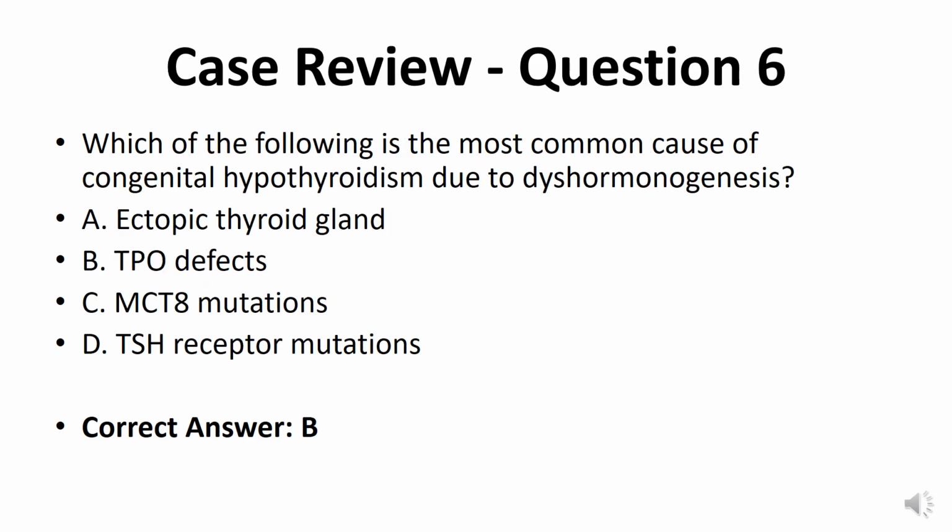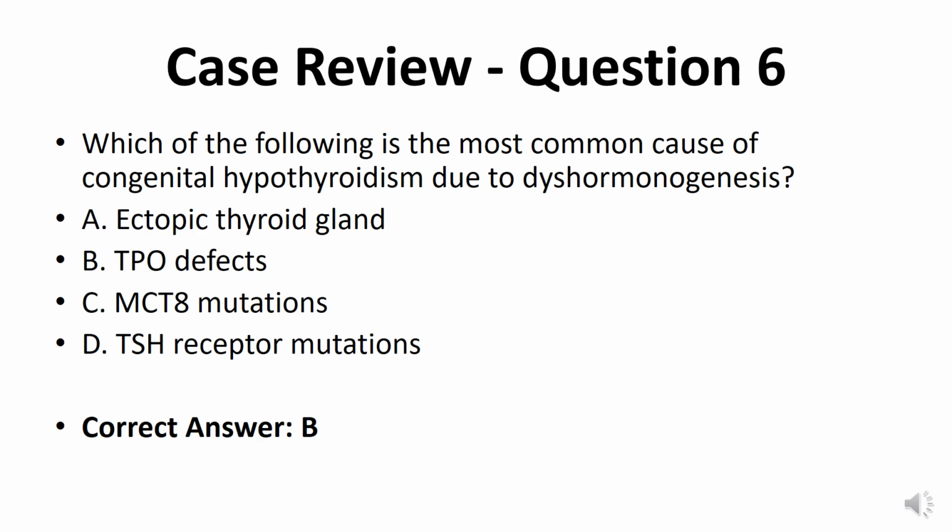This question focuses on congenital hypothyroidism caused by dyshormonogenesis, which means the thyroid gland is present but cannot produce hormones normally because of an enzyme defect. The correct answer is B, thyroid peroxidase defects.